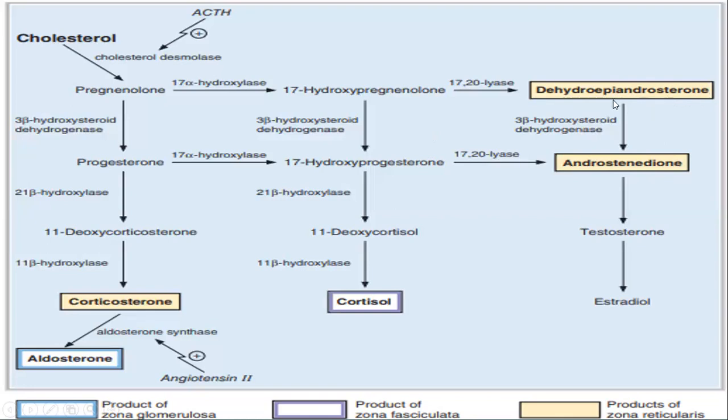Although DHEA is predominantly made, some of it can be converted into androstenedione by the action of 3-beta hydroxysteroid dehydrogenase in the reticularis. And this androstenedione is in turn converted into testosterone and estradiol, which is an estrogen.